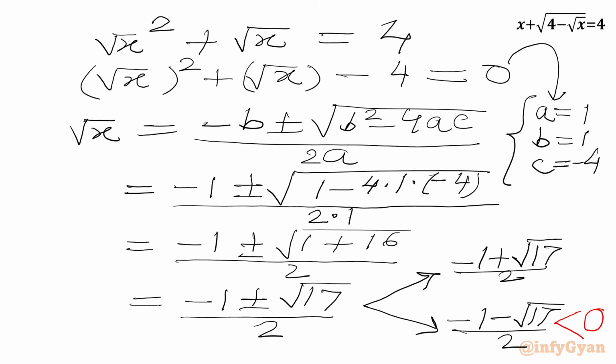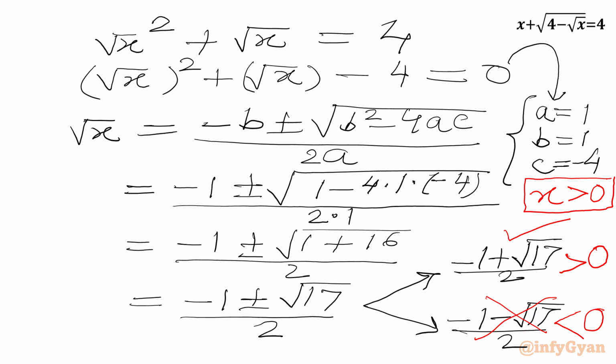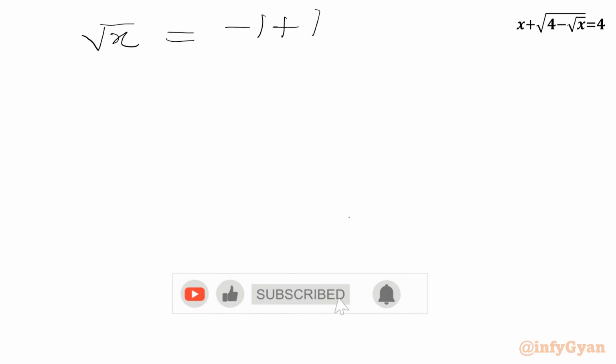Minus 1 minus square root 17 will be a negative number, so divided by 2 is also a negative number. Square root 17 is greater than 1, so minus 1 plus square root 17 is a positive number. As per our condition on x, x should be positive for sure. So we are going to accept this solution and reject the second one. And this is the value of square root x. So I will write here square root x equal to minus 1 plus square root 17 over 2.